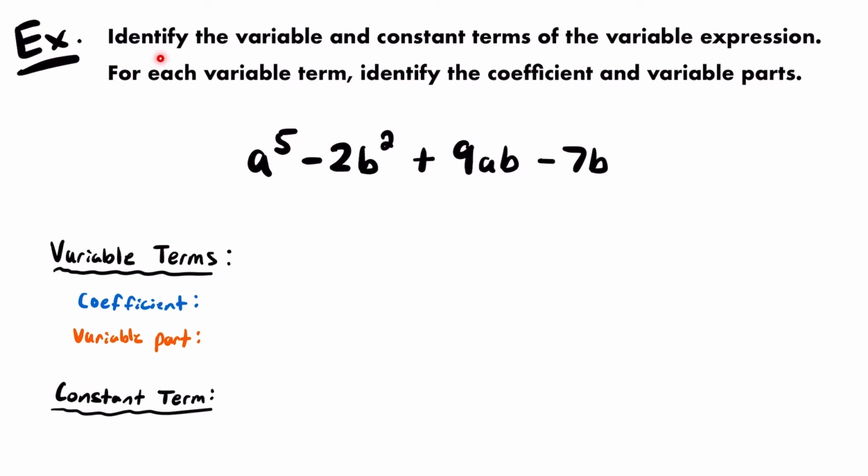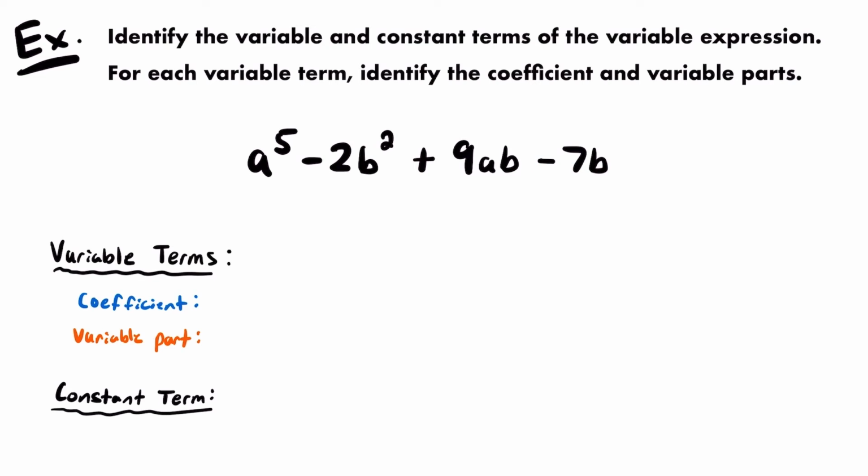Next up, we want to identify the variable and constant terms of the variable expression that we have right here. And for each variable term, we want to identify the coefficient and variable parts. All right, so our variable expression is a to the power of 5 minus 2 times b squared plus 9 times a times b minus 7 times b.